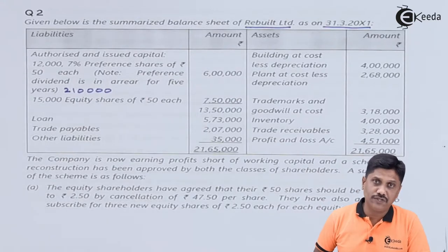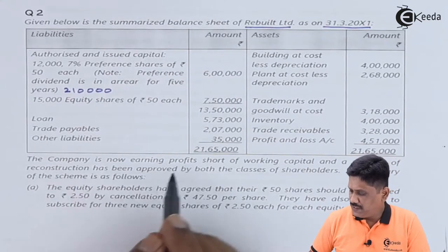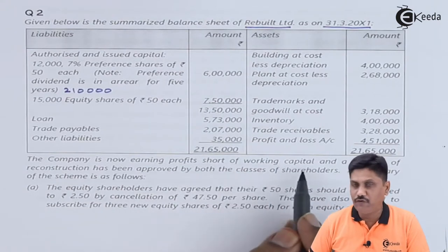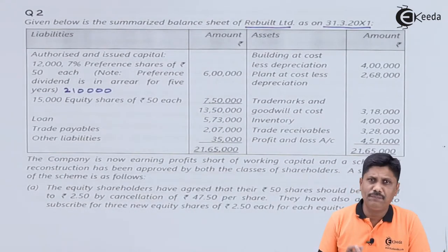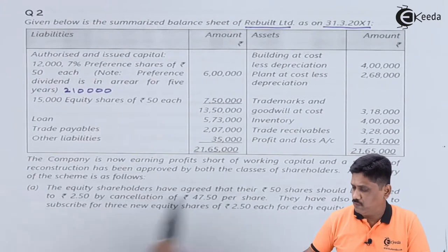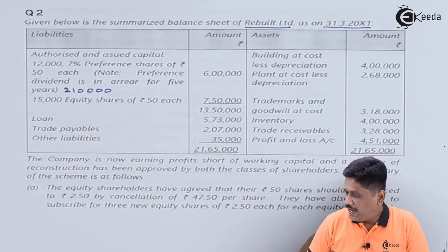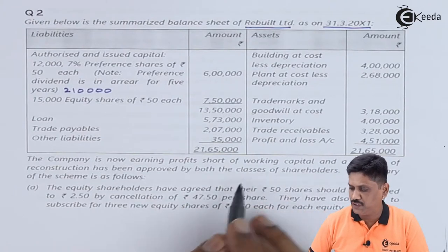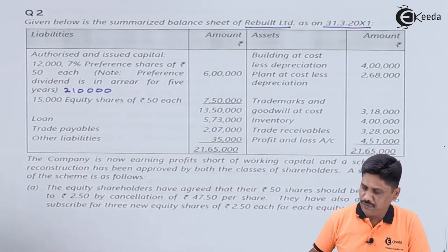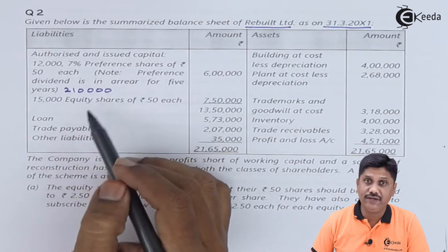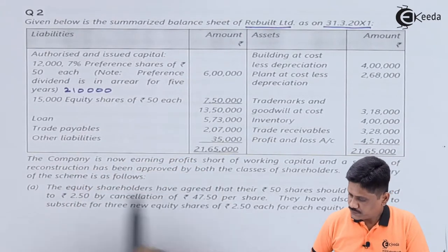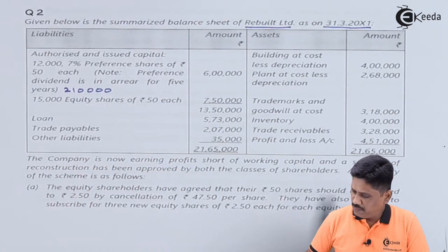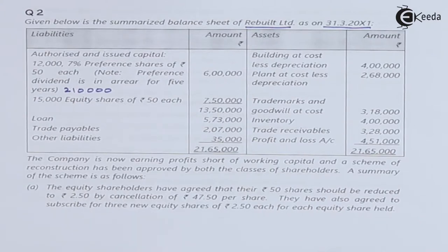Friends, let's read the question further. Company is now earning profits but is short of working capital. They are saying the company has now begun to make profit, but working capital is short. And a scheme of reconstruction has been approved by both the classes of shareholders. Both the classes of shareholders means preference shares and equity shares both. A summary of the scheme is as follows.